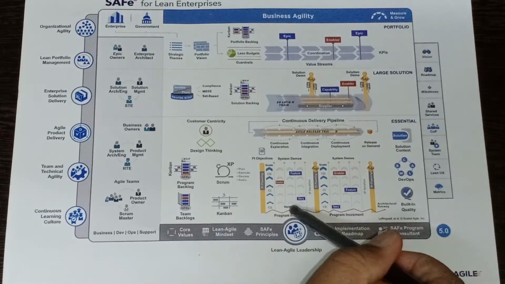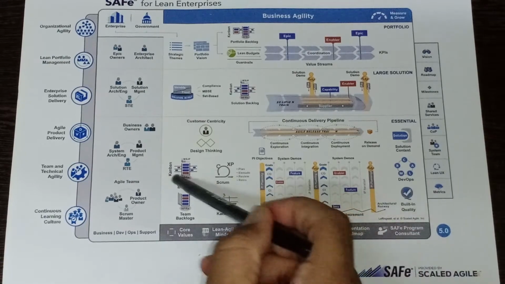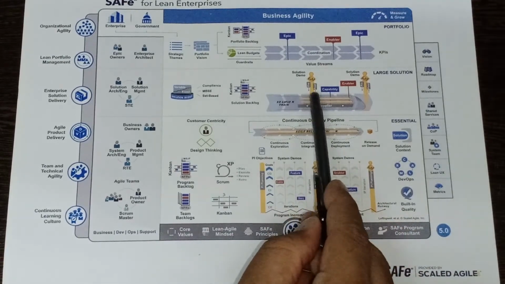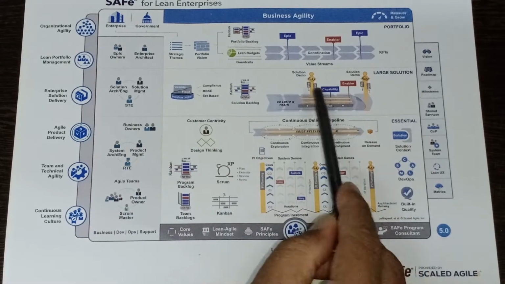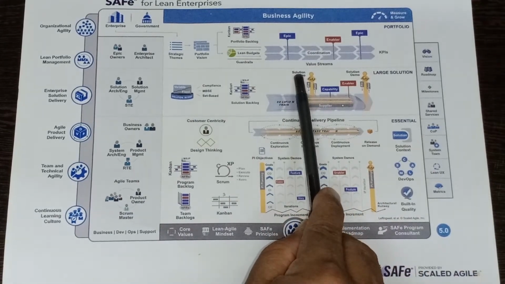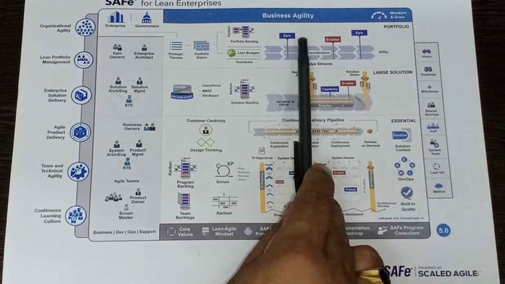At the team level, we do iteration planning, and at the program level, we do PI planning. At the solution level, what we do is solution PI planning, and at the portfolio level, we do portfolio PI planning.